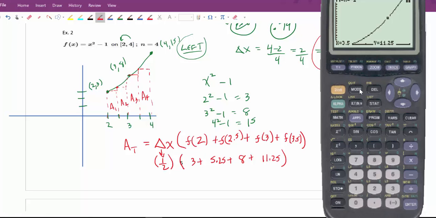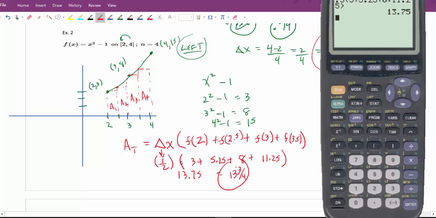So now what we could do is 1/2 is 0.5. So I'm just going to go 0.5 times the sum of all these function values. And let's see what we get there. Okay, so we get a total area of 13.75, which is actually 13 3/4, right? So that would be the exact answer if you did that. And then again, you could check your answer on this one. You can tell that it underestimates on this one because all the rectangles are below the curve, so you could also do what we did on the graphing calculator.